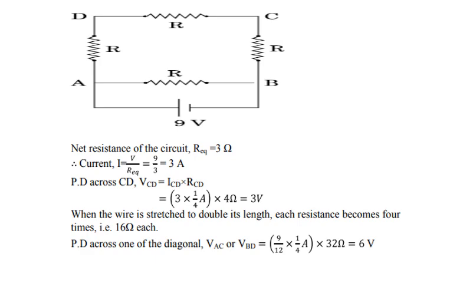And now in the second part it is said that the wire is stretched to double its length. So each resistance becomes 4 times. You can calculate the potential difference then, and it will become 6 volt.